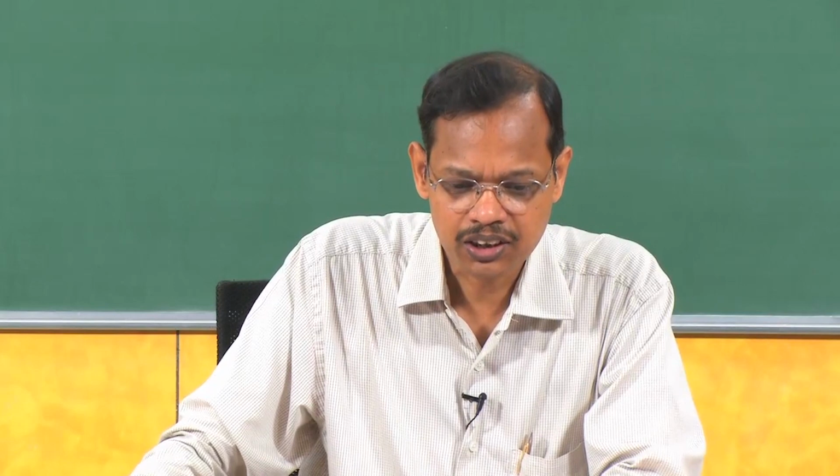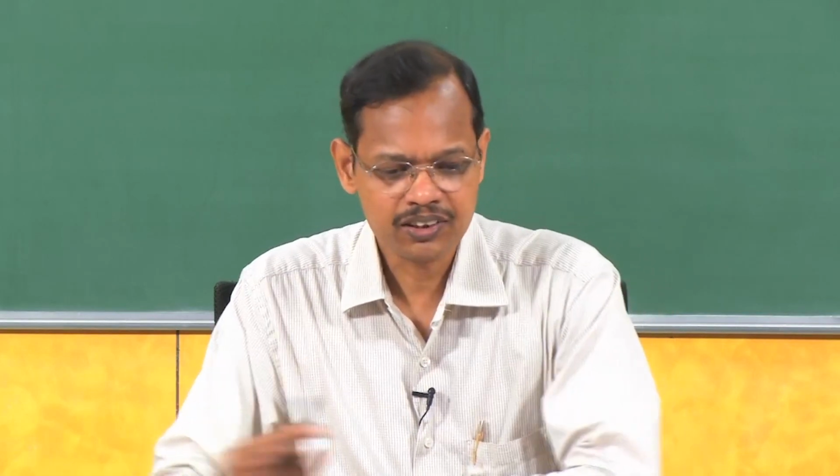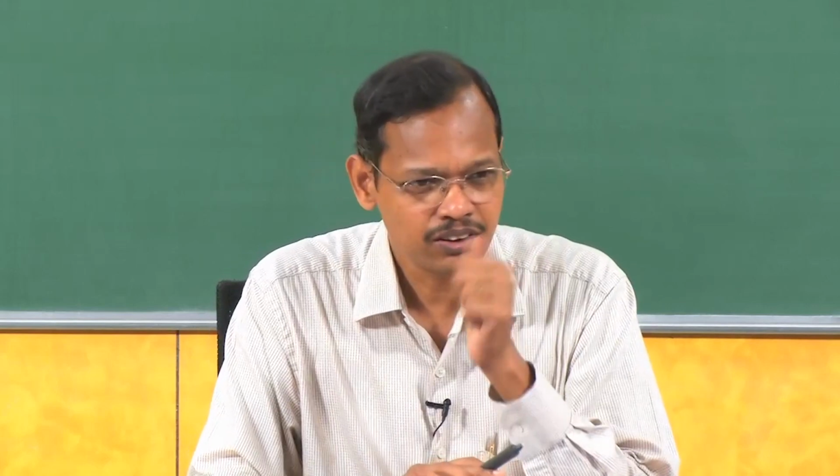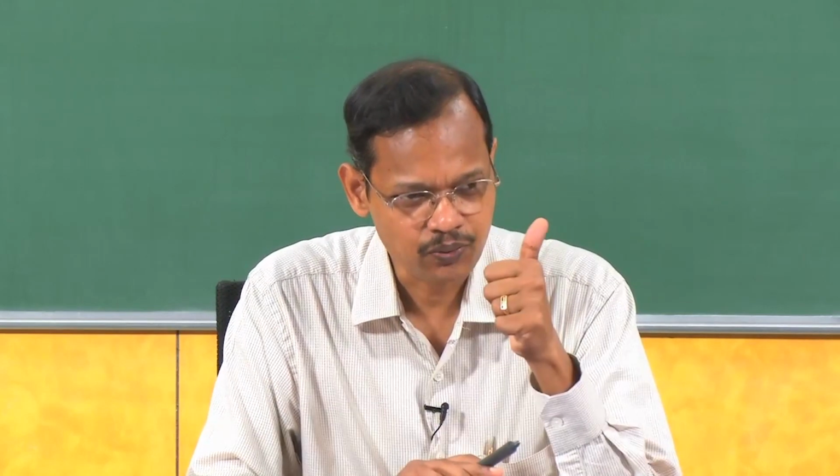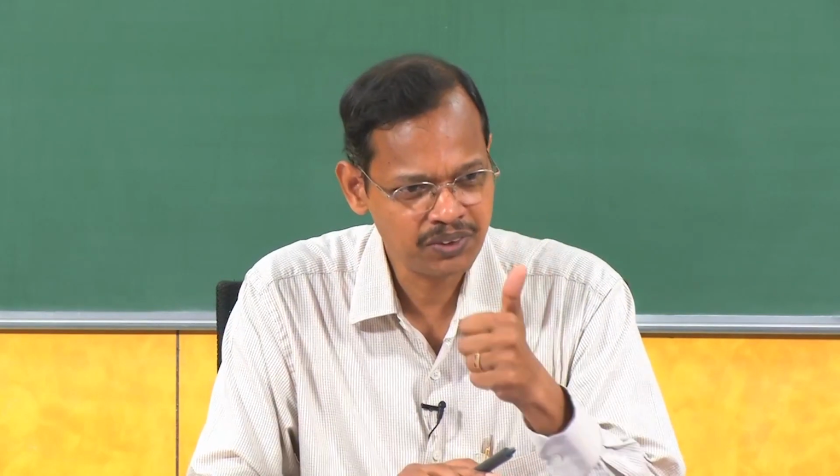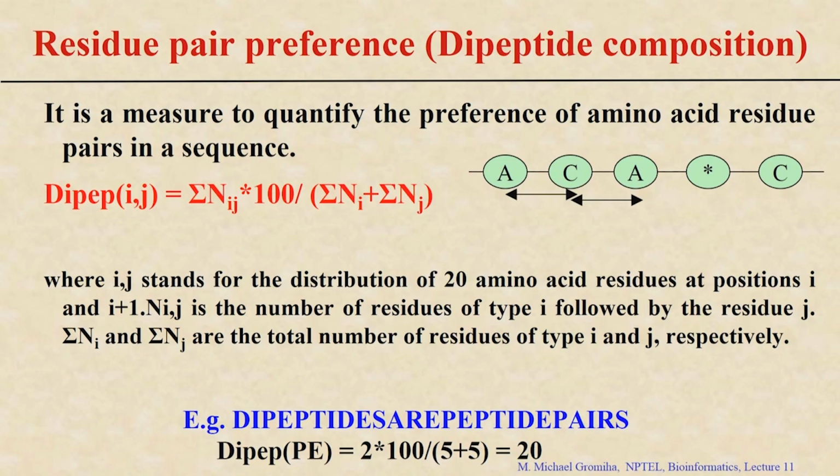So, now there is another feature, the pair preference. In the composition, we used only one residue, and saw how many times A, how many times D, E, all these things. But then the question is: is the occurrence of A always close to A, always next to D, always next to E?